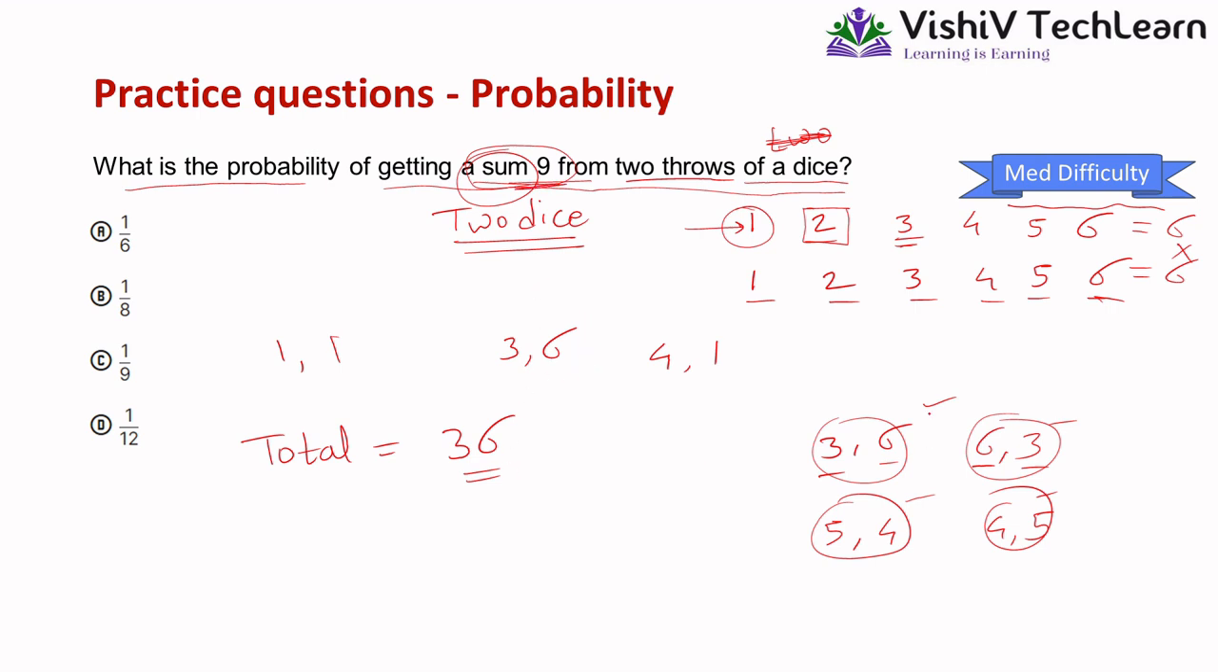So possible desired outcomes are 4. Desired outcomes are 4. Total possible are 36. So probability will be desired outcomes divided by total possible outcomes, and this gives 1 by 9 as the answer. Option C is correct. Let's go for next.